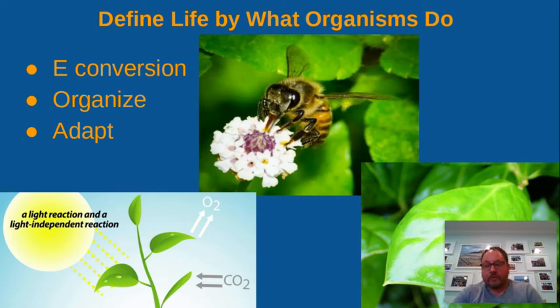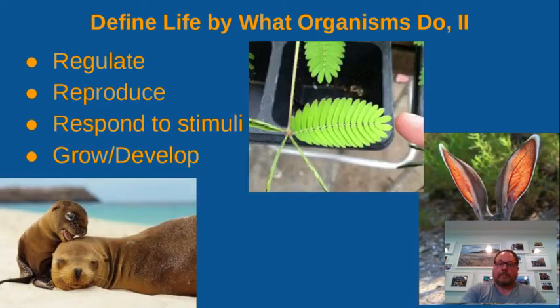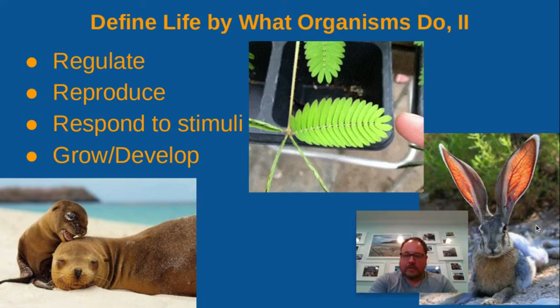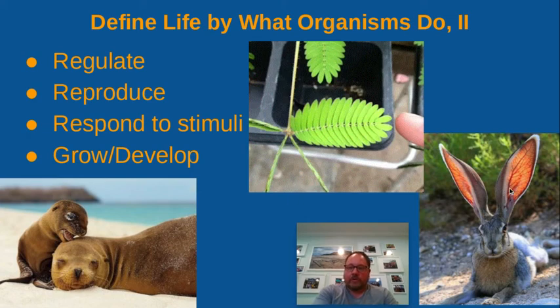Adaptation, that's about evolutionary change that occurs in populations over time. Organisms also have the ability to regulate, which is to control metabolic processes. So let me see if I can move this here. Hey, there we go. You can see the jackrabbit's ears. They act sort of like radiators. They increase surface area so heat can radiate off.